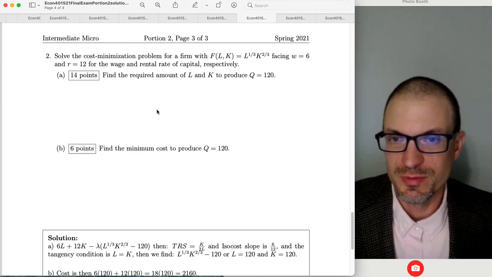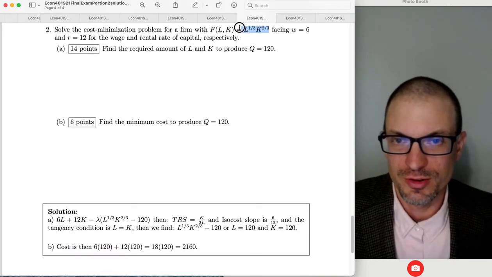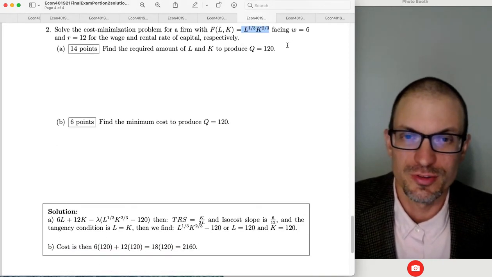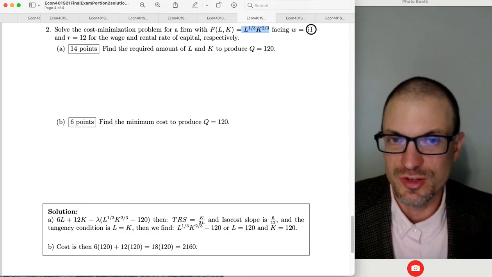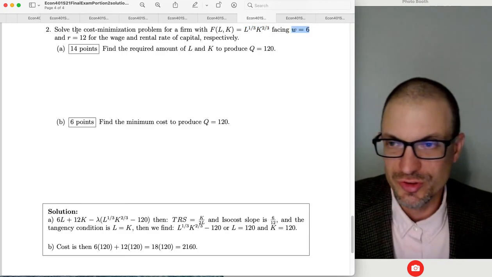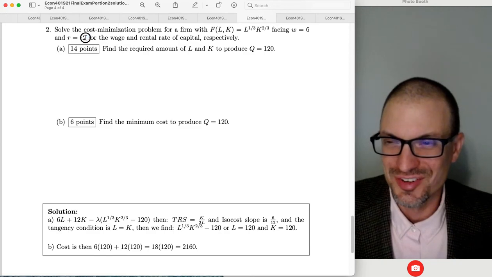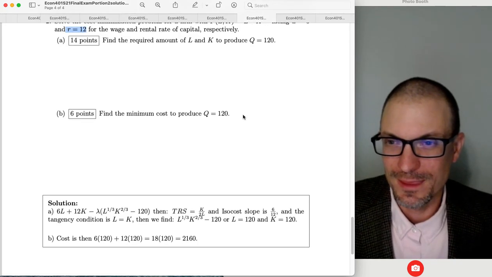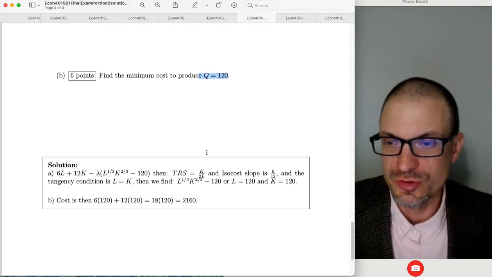This was a cost minimization problem. So Cobb-Douglas production technology. The wage was 6, the rental rate of capital is 12. And then we have to produce 120 units. And then the minimum cost to do so, right? That's the value function. So we did that here.